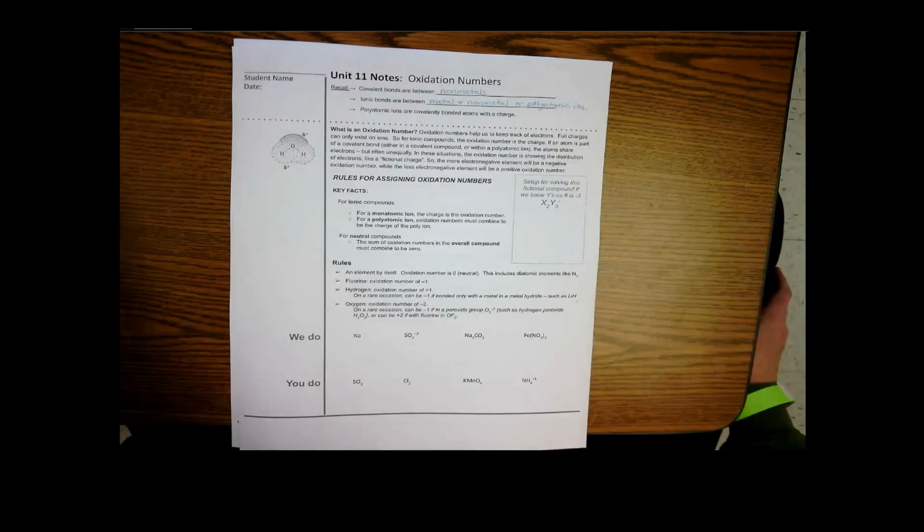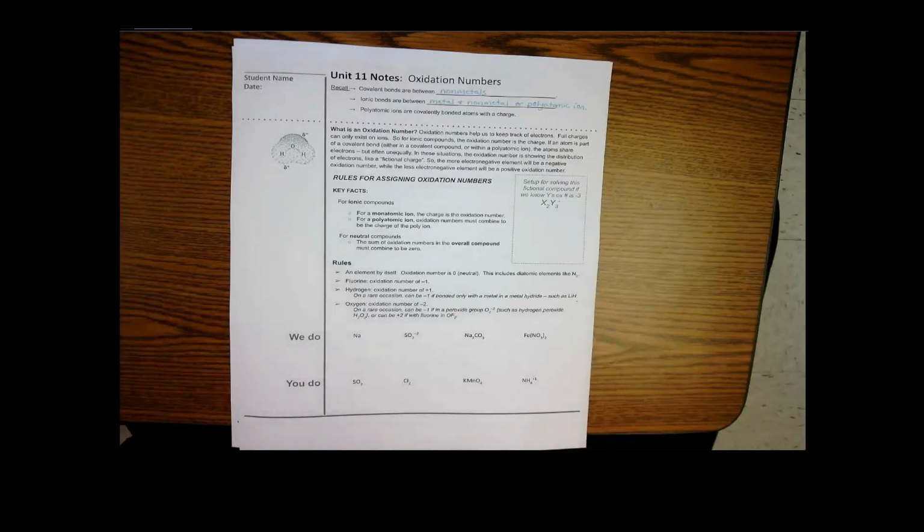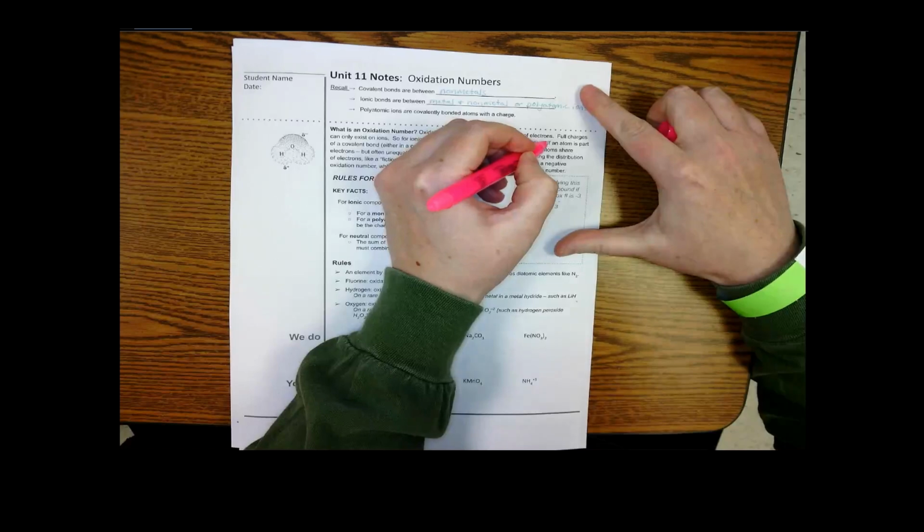So what is an oxidation number? Oxidation numbers help us to keep track of electrons. Full charges can only exist on ions, but any kind of atom can have an oxidation number. So for ionic compounds, the oxidation number is the charge.